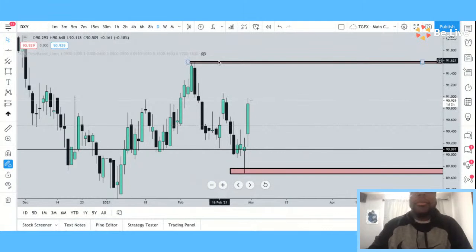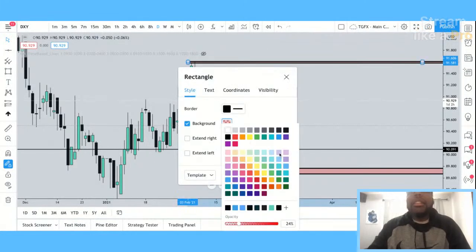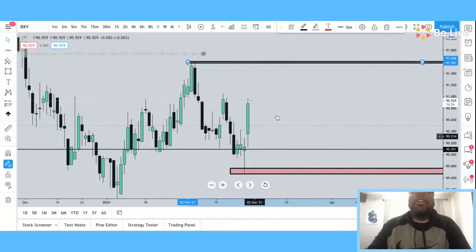So what we can do is change this zone color to, for example, black. That will indicate to me that this is a weekly level.